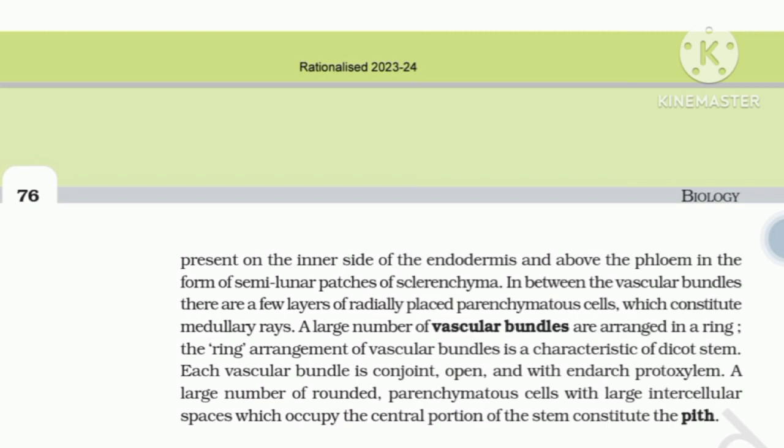A large number of vascular bundles are arranged in a ring. The ring arrangement of vascular bundles is a characteristic of dicot stem. Each vascular bundle is conjoint, open, and with endarch protoxylem. A large number of rounded parenchymatous cells with large intercellular spaces which occupy the central portion of the stem constitute the pith.